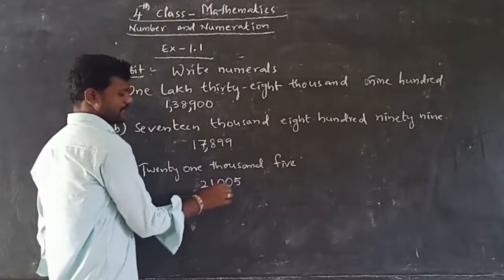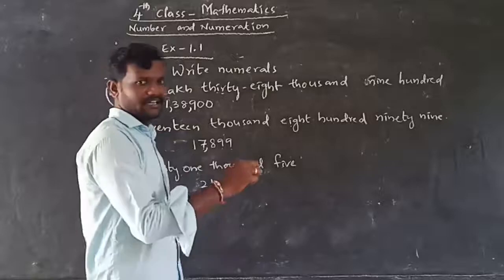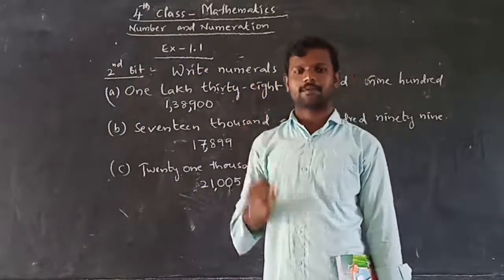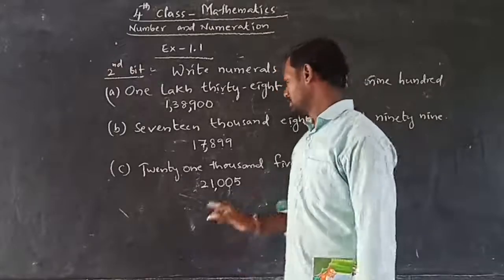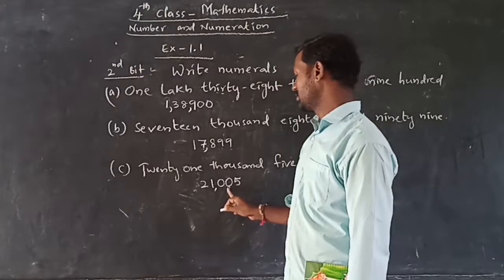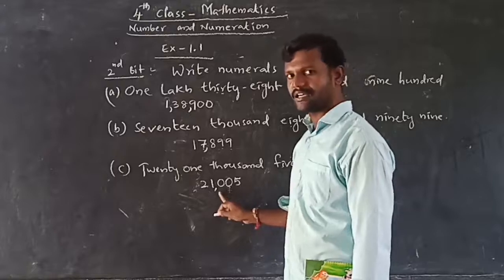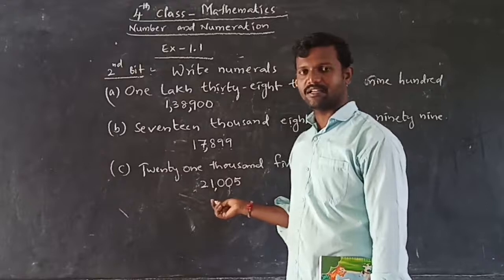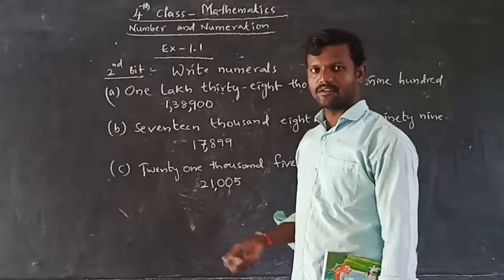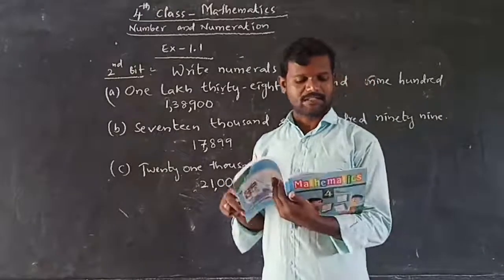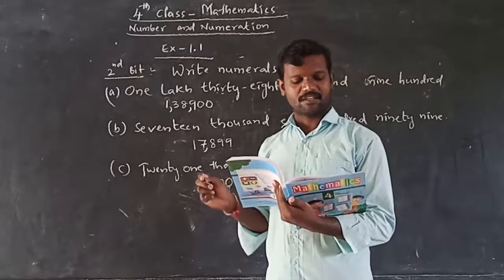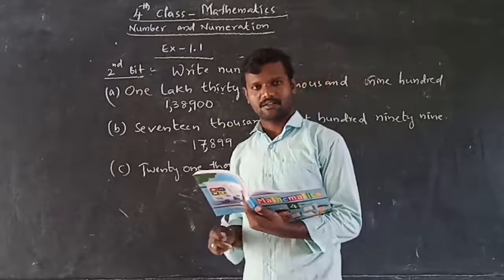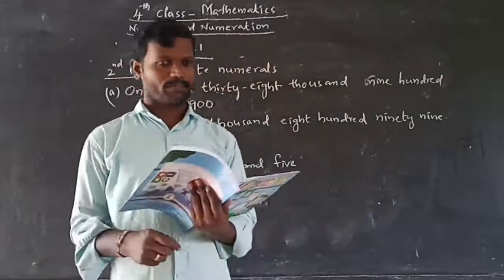So this is 21,005. If hundreds or any others are not there means what you have to write? You have to write zeros in that place. Okay, now 5 is in ones place, 0 is in tens place, 0 is in hundreds place, 21 is thousands. So 21,005. Okay, the last one is there. What is that? 2,50,936. You write it in your textbook or notebook.